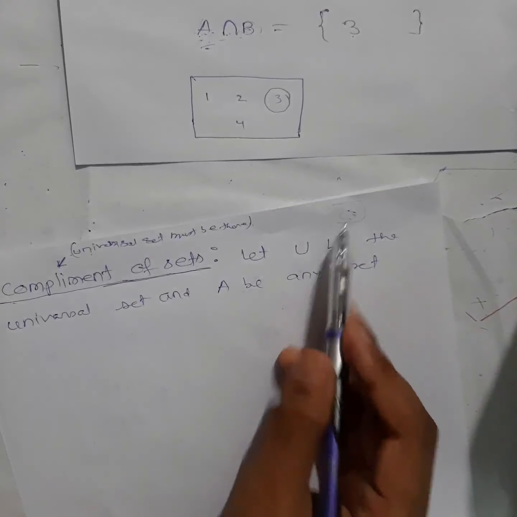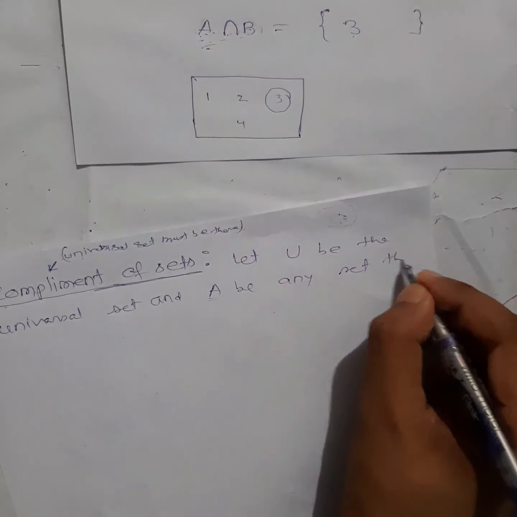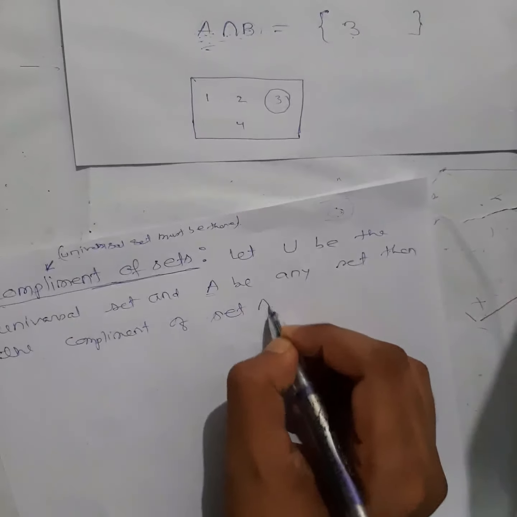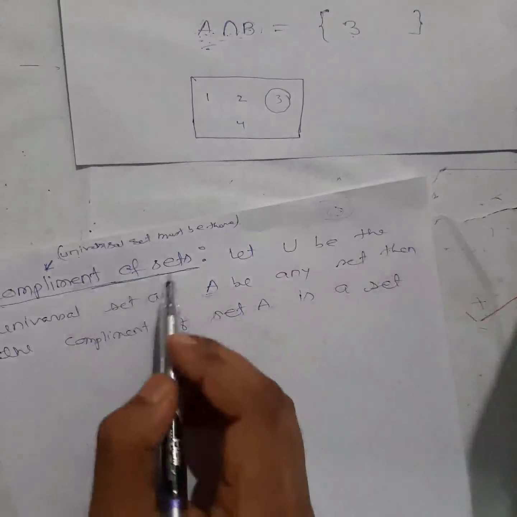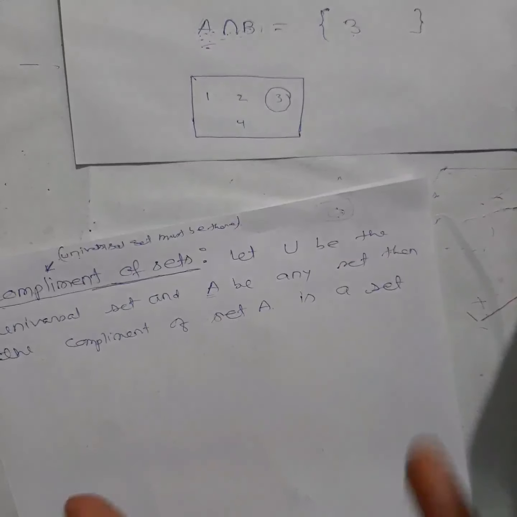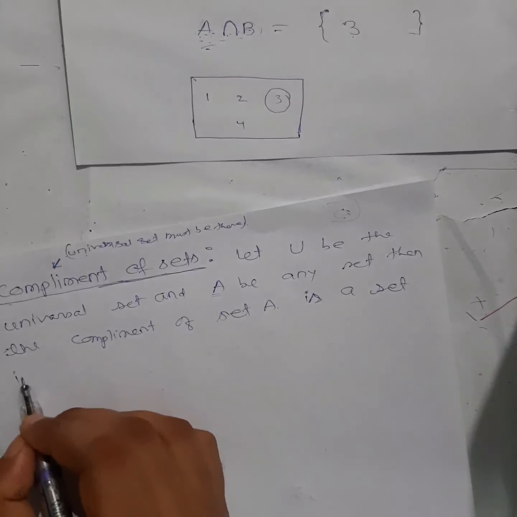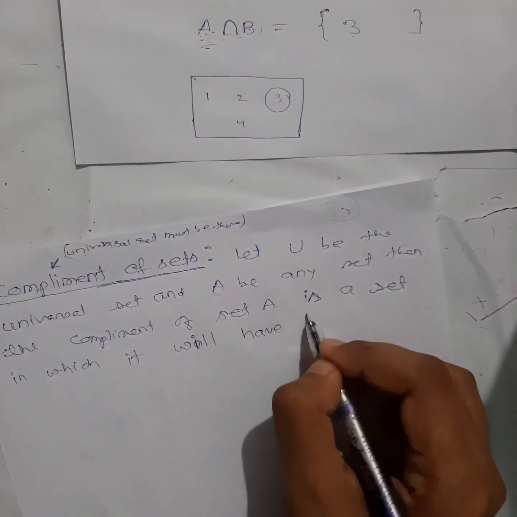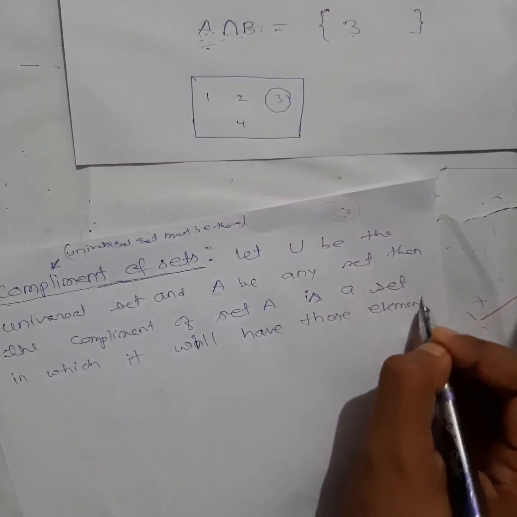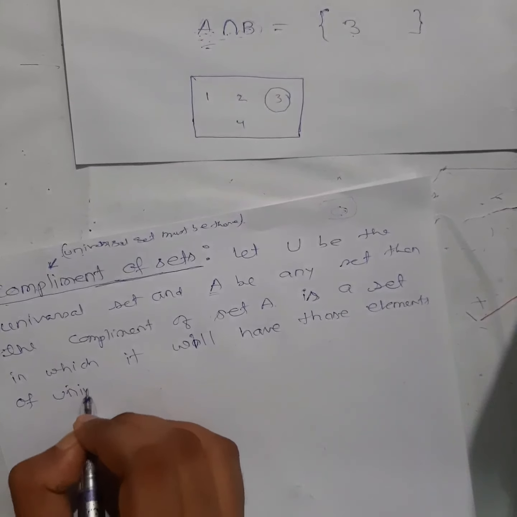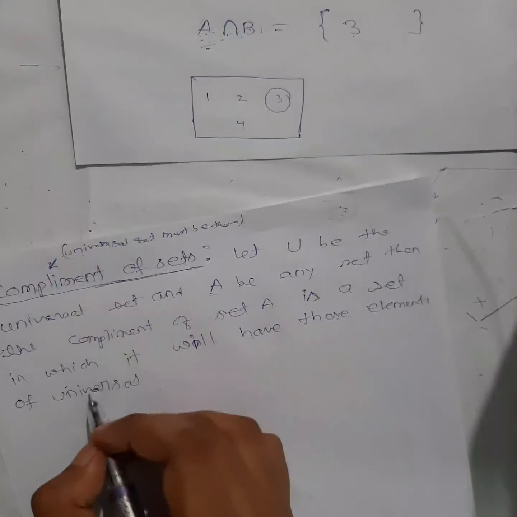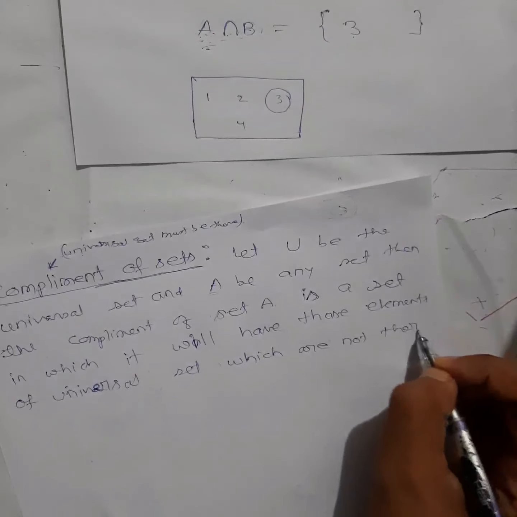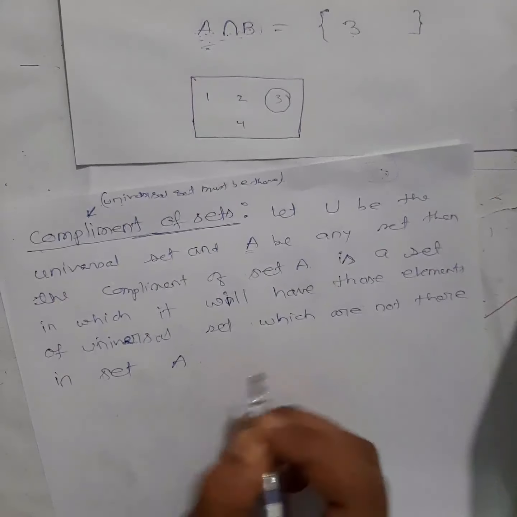Then what is the complement of a set? See here, the complement of set A is a set. So the complement of a set is nothing but a set. Now if it is a set, it will have elements, right? So what kind of elements? See here carefully. It is a set in which it will have those elements of the universal set which are not there in set A.